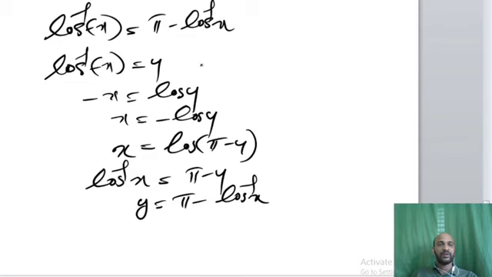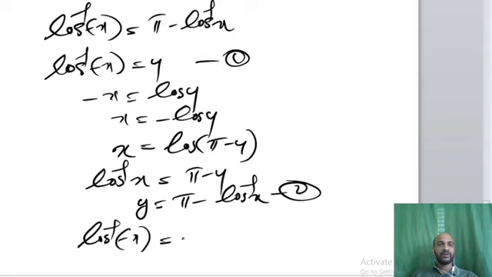Now we can equate 1 and 2. By equating 1 and 2, we will get cos inverse of minus x equal to pi minus cos inverse of x. By using the same method, you can prove sec inverse of minus x is equal to pi minus sec inverse of x, and cot inverse of minus x is equal to pi minus cot inverse of x.